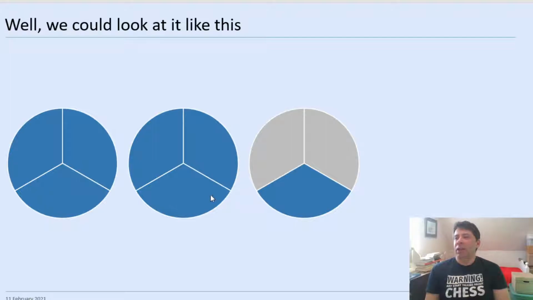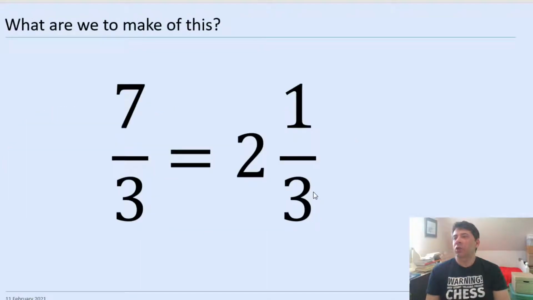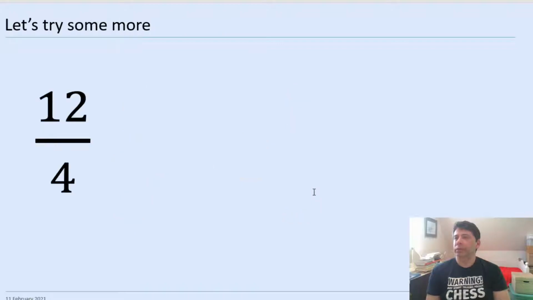We can look at it like this. So here we've got 7/3. We've got 3/3 here making a whole. Another 3/3 here making 2 wholes. So that's 6 and then 1 more. So that's 7/3, 2 and 1/3. Okay, so we've got the general idea.